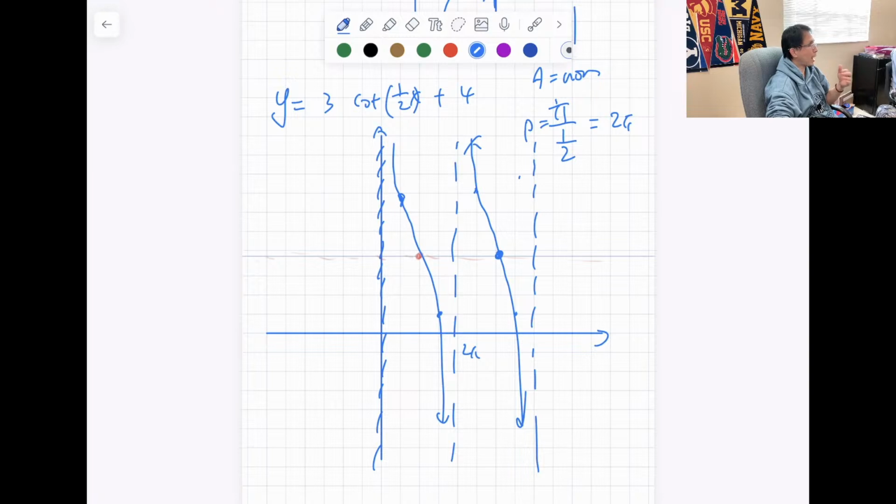Now for today's graph, make sure you just try it as much as you can. Tomorrow we should be able to understand a little bit more.